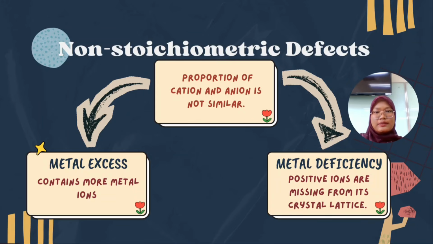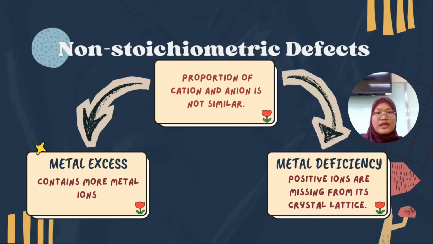First is metal excess. As the name suggests, the crystal contains more metal ions than expected. This usually happens because of defects such as missing anions or extra metal ions in the crystal. The second type is metal deficiency, the opposite situation, where some positive metal ions are missing from the crystal lattice.